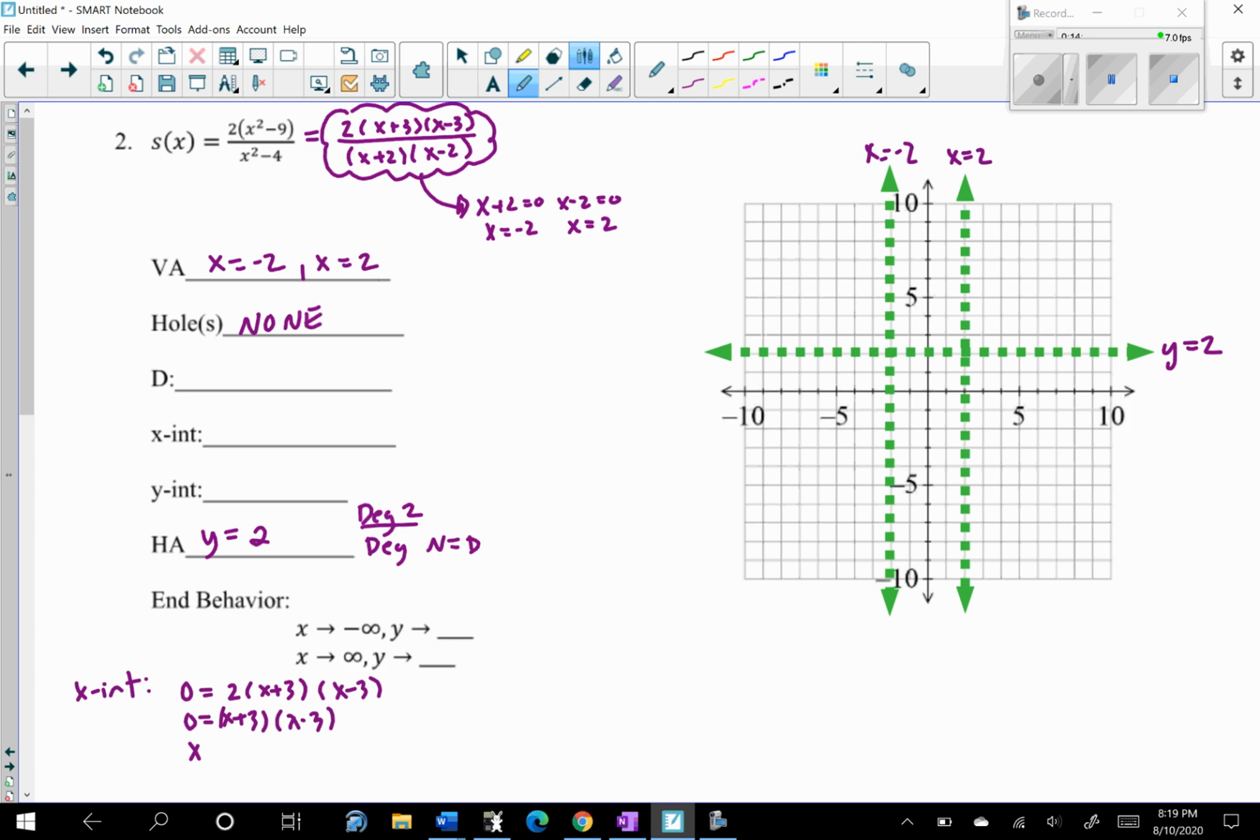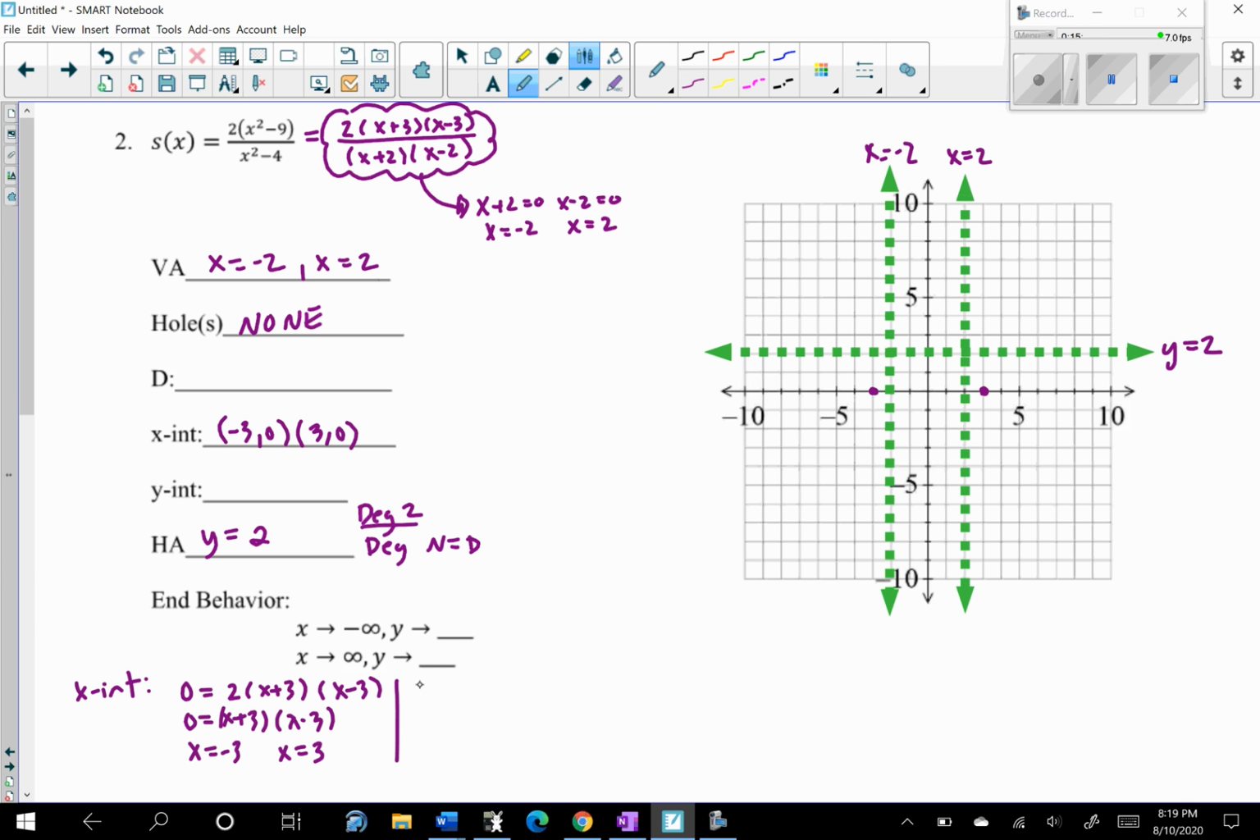So that tells me x would be equal to -3 for this first one, and if I set this equal to 0 and solve, I get x equals 3. These are not zeros in my denominator because the only two zeros were -2 and 2, so that means those are both x-intercepts, so (-3, 0) and (3, 0). So I can go ahead and plot those. So here is (3, 0), and (-3, 0).